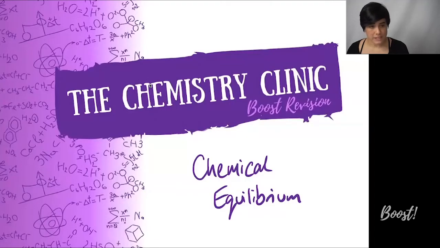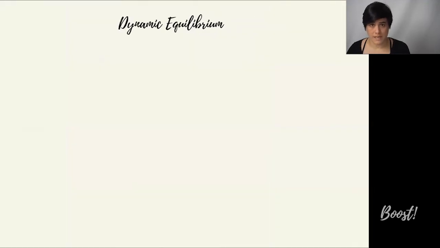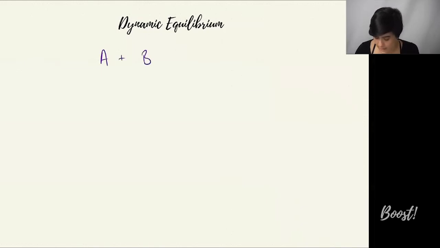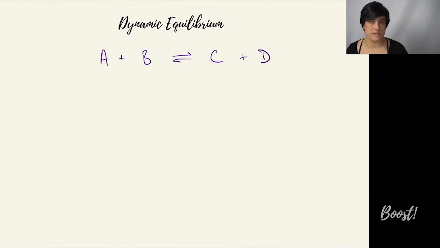So first of all, just a reminder of what dynamic equilibrium actually means. You'll have come across reversible reactions in GCSE before. So we'll just do an example of one here. We've got A plus B going to C plus D. This is just a general equation for a reversible reaction, obviously highlighting this reversible arrow here to show that this reaction can go in both directions.